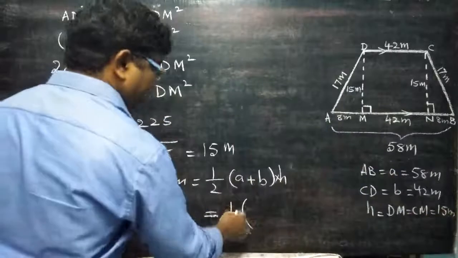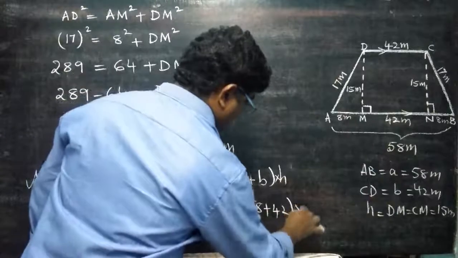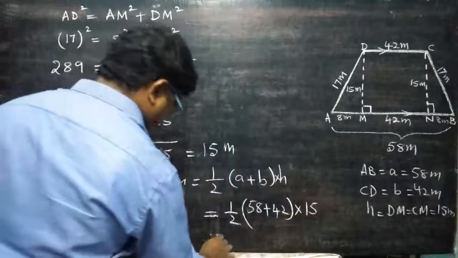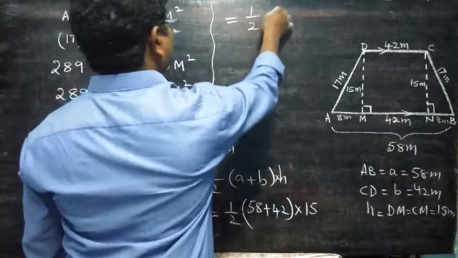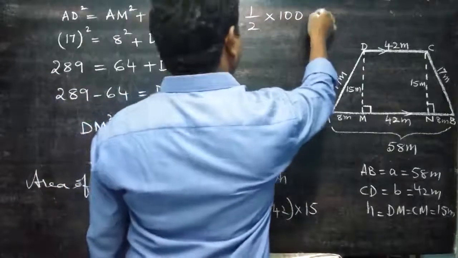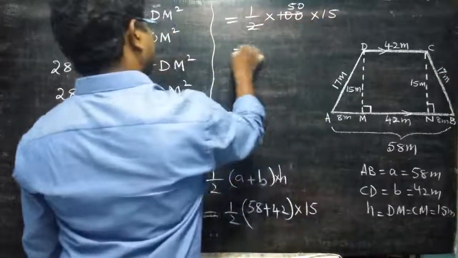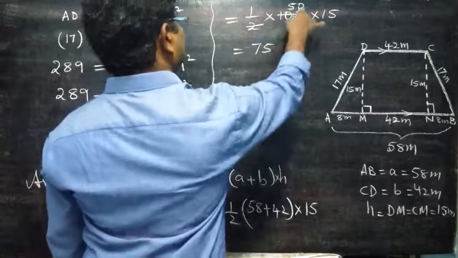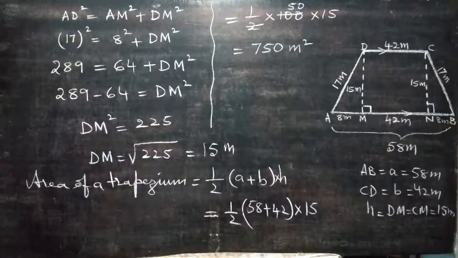Now the measurements: half into 58 plus 42 into 15, that is equal to half into 58 plus 42 is 100, 100 into 15. 50 times it goes. 5 15s are 75. One more 0 is there, 750 meters square. Therefore, the area of the trapezium is equal to 750 meters square.